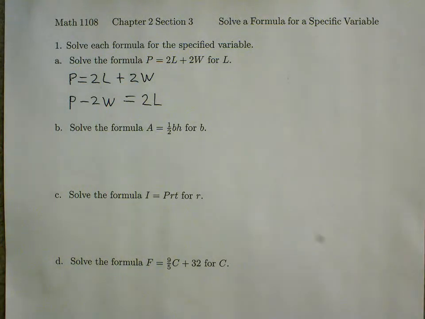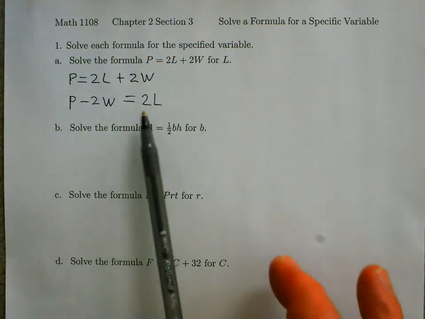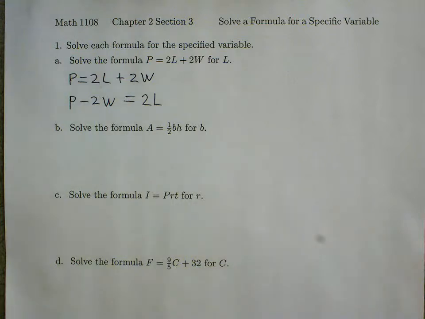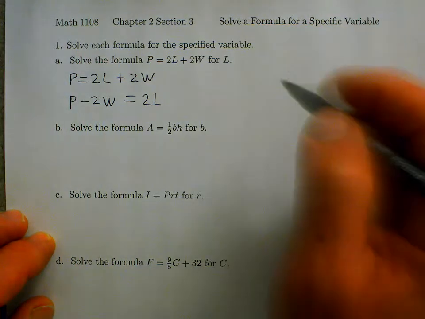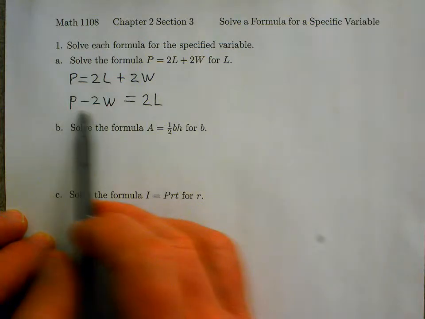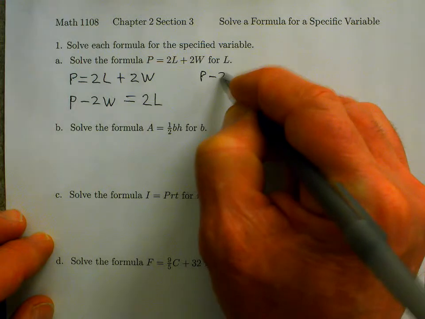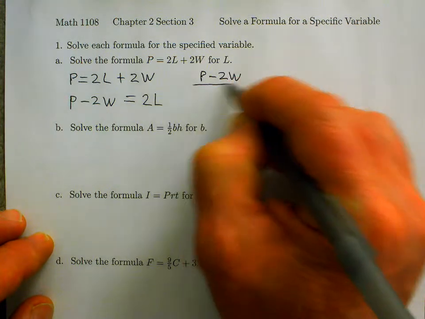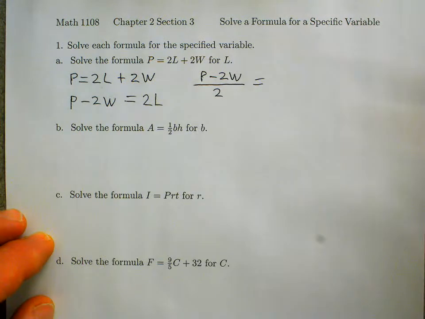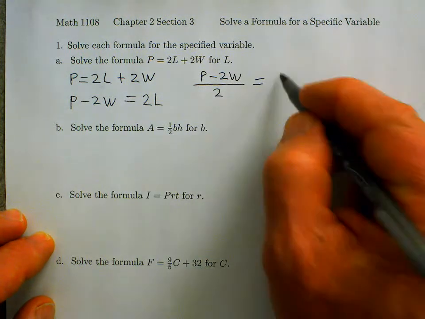You could multiply both sides by the reciprocal of 2. In other words, you could multiply both sides by 1/2. But since 2 is just a whole number, it seems easier just to divide both sides by 2. So I'll just do whatever is the easiest. So we have to divide the entire left-hand side by 2. So it's P minus 2W all divided by 2. And 2 times L divided by 2 is L.